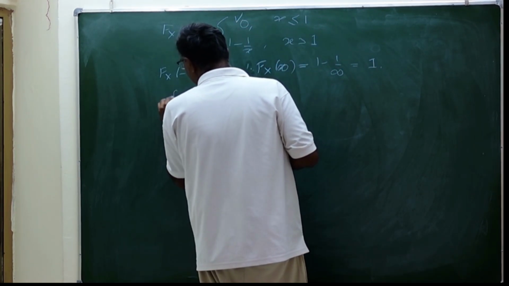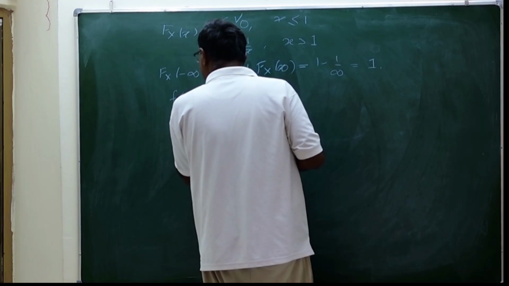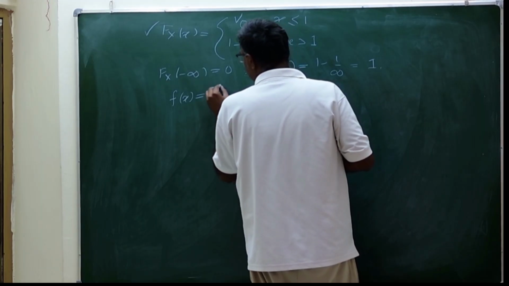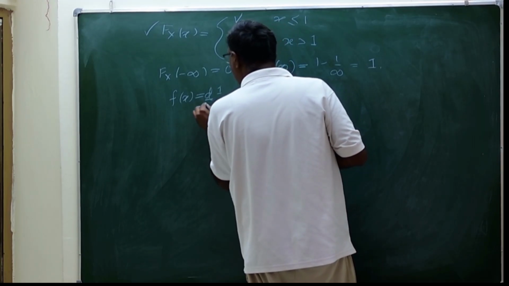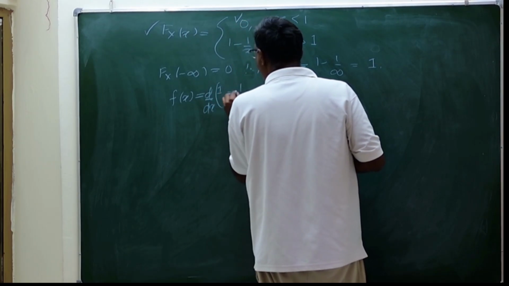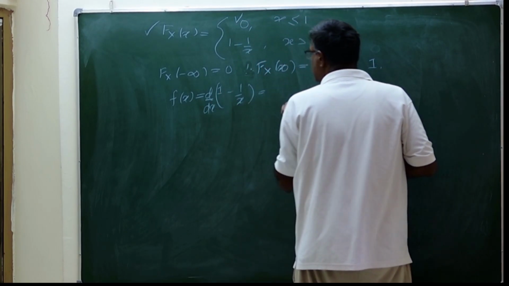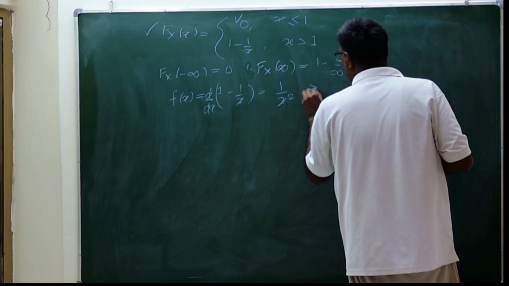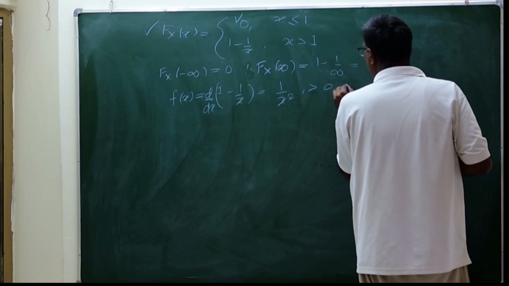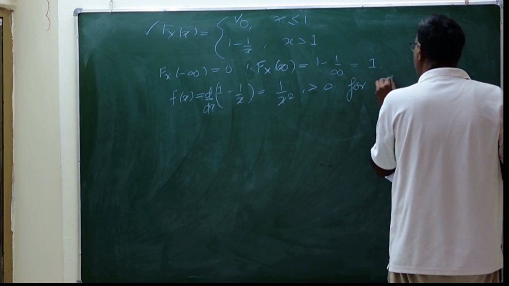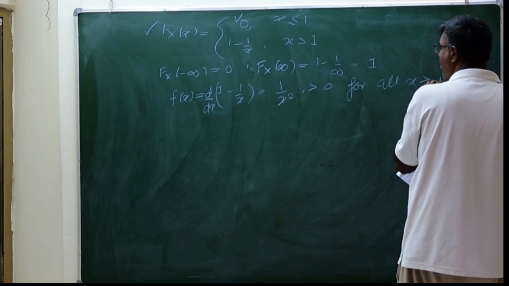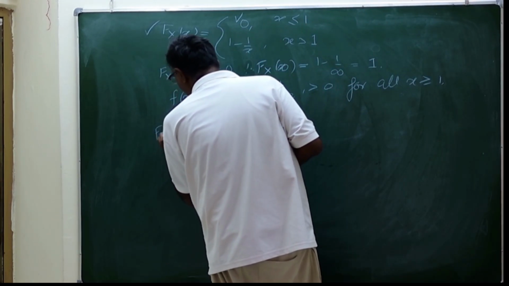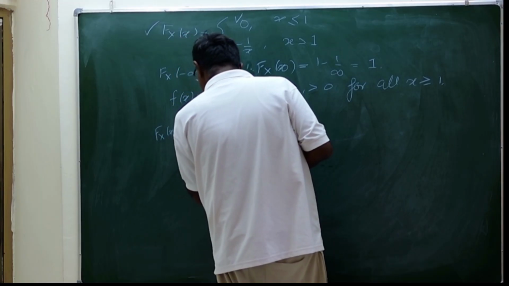Now we see whether this function is increasing. So we are differentiating this function, and the derivative comes out to be 1 over x square, which is always greater than 0 for all x greater than 1. So we see that f of x is increasing.